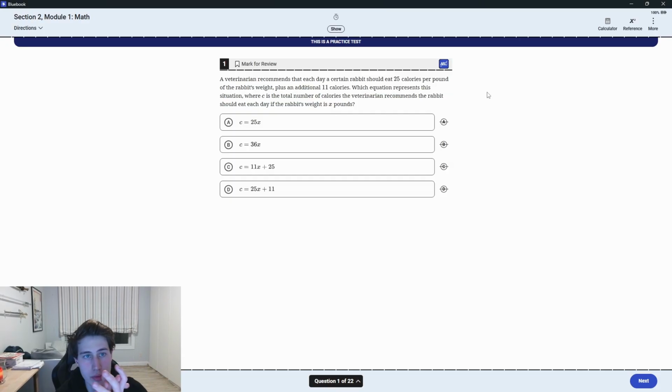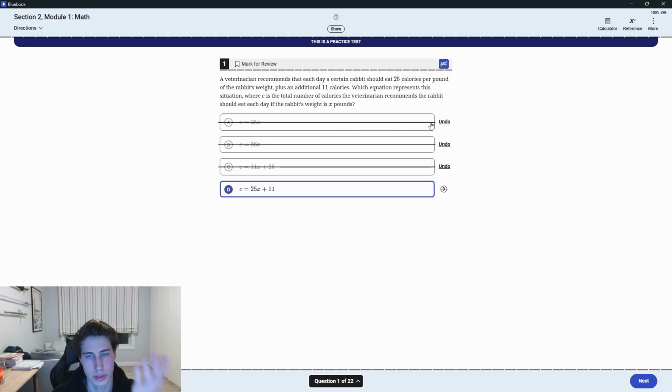Alright, let's start with the first question. A veterinarian recommends each day that a certain rabbit should eat 25 calories per pound, plus an additional 11 calories. What's the equation that represents this? At the beginning, we have 25 calories per pound, so it's going to be 25x, so anything other than that is wrong. And it has to eat an additional 11 calories, so our only answer choice left is D, because C doesn't include the additional 11.